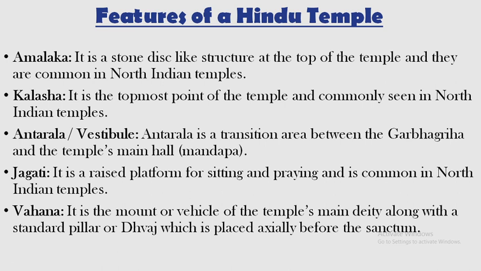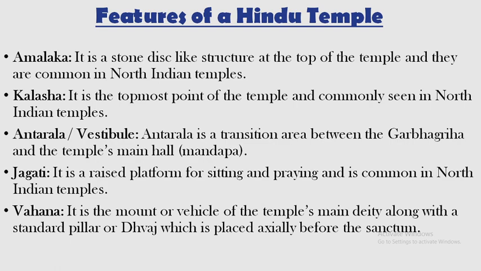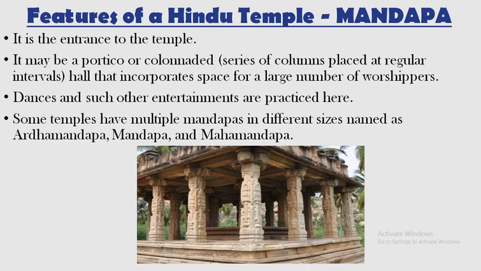Vahana is the mount or vehicle of the temple's main deity along with the standard pillar or dwaj which is placed actually before the sanctum. See here, if you see here, there is a Nandi in front of the Garbhagriha, right? Nandi is the mount or the vehicle of Shiva. So it is directly in front of the main deity. So that is the Vahana. So please remember these features.